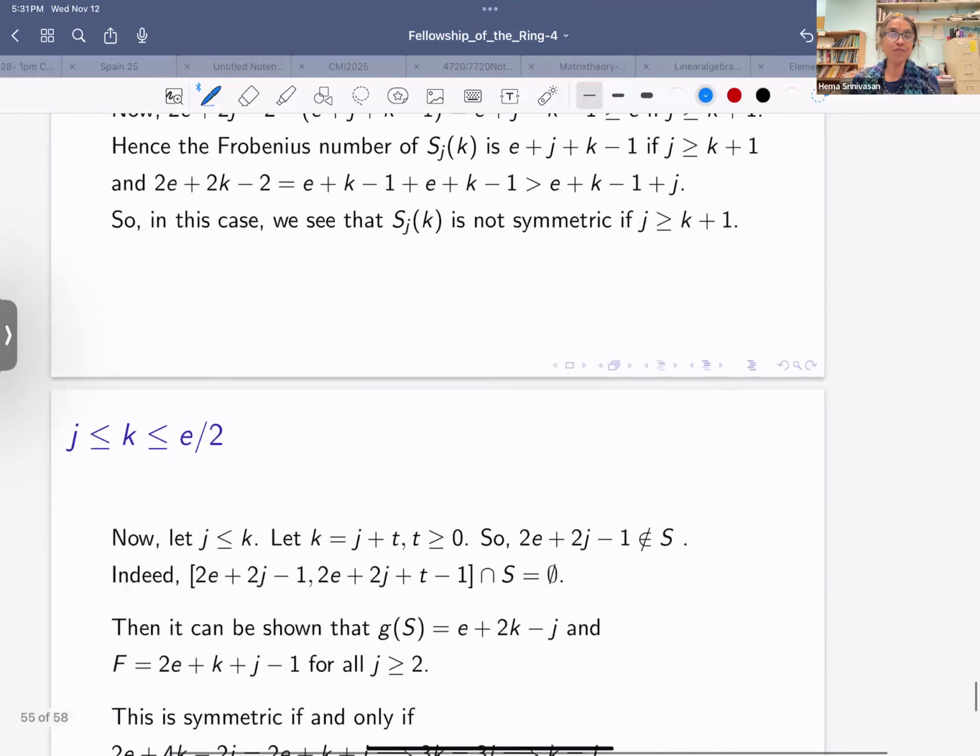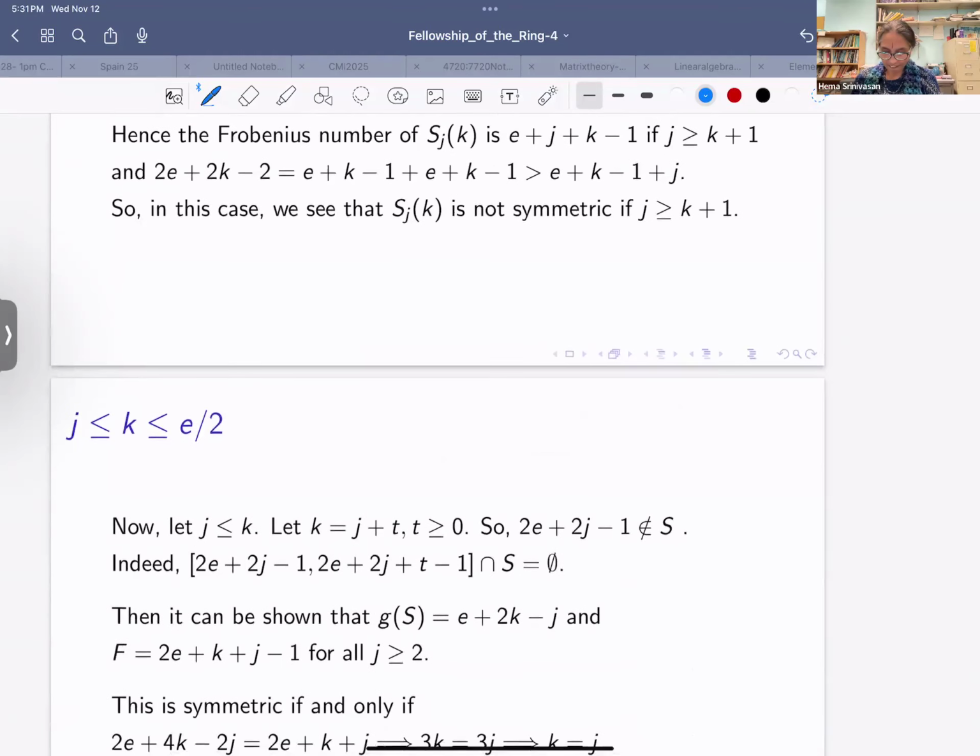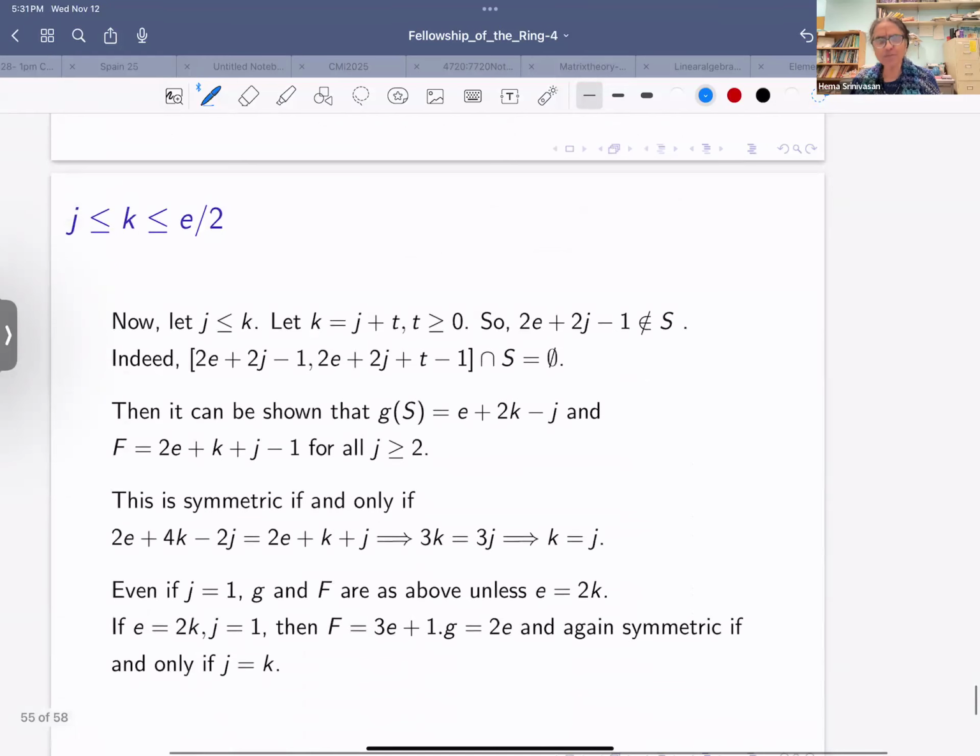So I have to see what happens if J is less than or equal to K. In this case, you have some extra gaps. For instance, this number 2E plus 2J minus 1, it's not in there. That was the number.